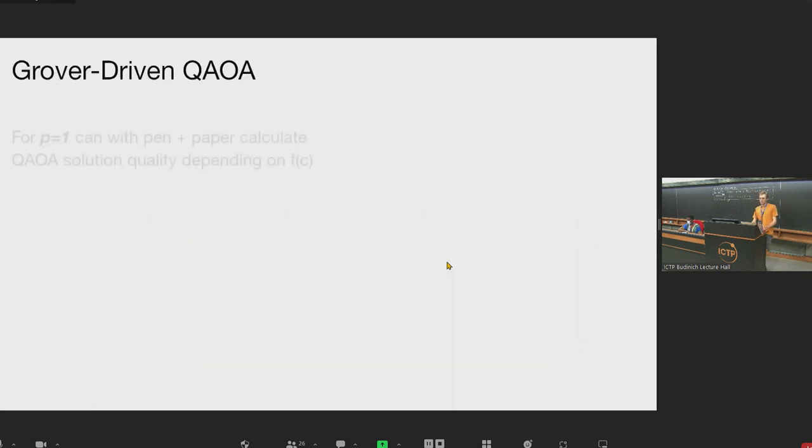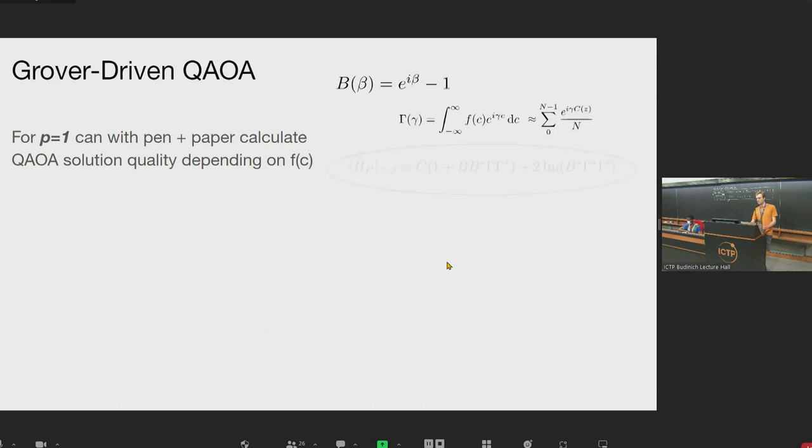And so for P equals 1, so layer 1 QAOA, with pen and paper, you can derive the mean solution quality you would sample from a problem given a PDF. And we obtain this formula here.